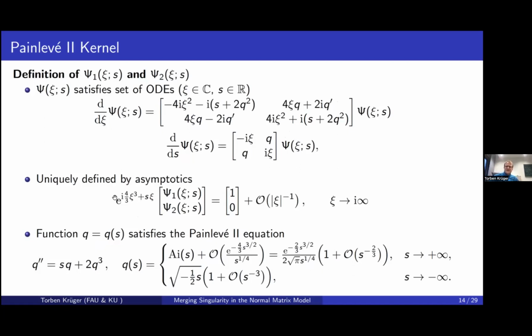That's an ODE system. They are uniquely defined by the asymptotic behavior at infinity. So as xi moves along the imaginary axis, you get some asymptotic behavior that defines which solution of this ODE you should consider. And the function q that comes up in this equation, that's a solution to the so-called Painleve II equation, which is this ODE written up here as a second order ODE, with this kind of asymptotic behavior that uniquely defines the solution. So it doesn't really matter so much what it is.